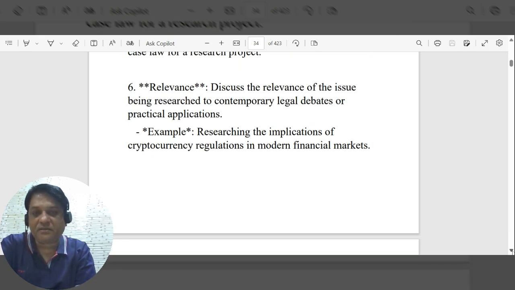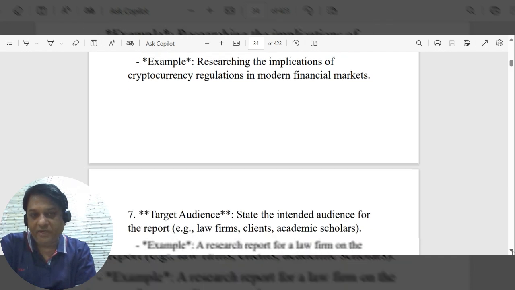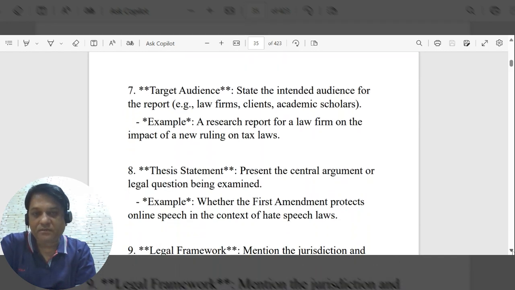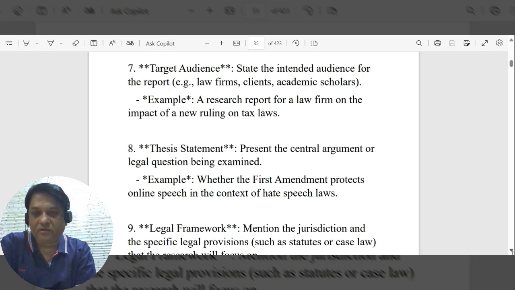Relevance, discuss the relevance of the issue being researched to contemporary legal debates or practical applications. Researching the implications of cryptocurrency regulations in modern financial markets. Target audience, state the intended audience for the report. Example, law firms, clients, academic scholars. Example, a research report for a law firm on the impact of a new ruling on tax laws.